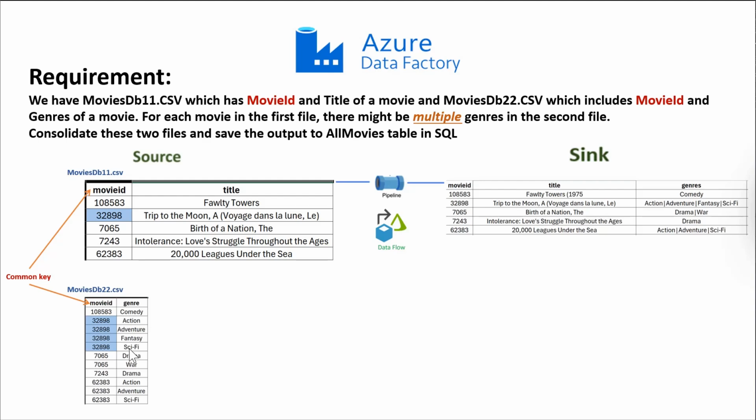What we want to do is join these two CSV files together, create one output and store it in a SQL table. And for the genre value, we want to create a pipe delimited value for one movie ID row. We want to achieve this requirement using ADF and data flow. Let's go to ADF and implement that.